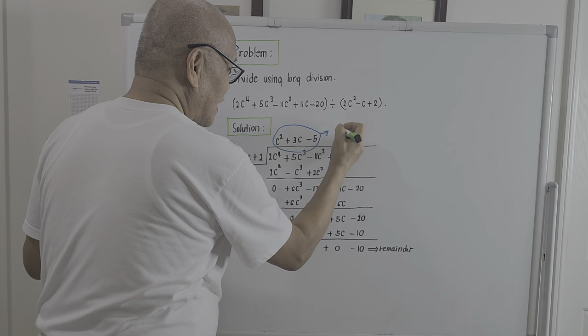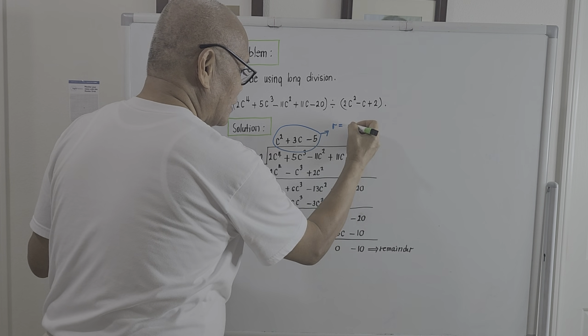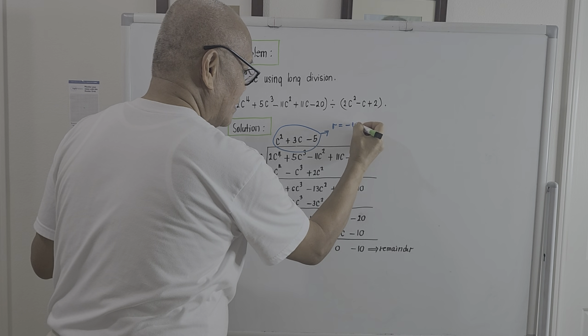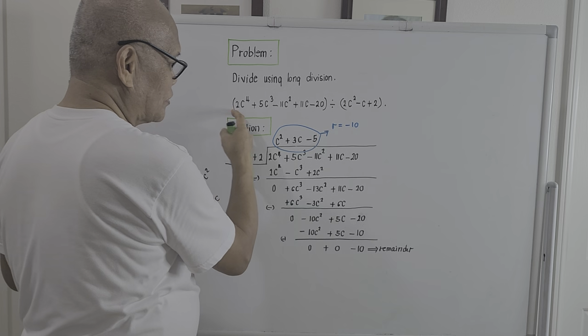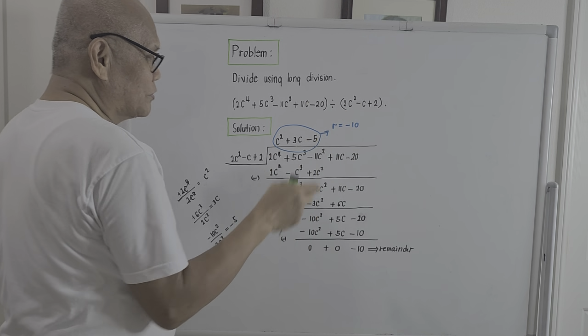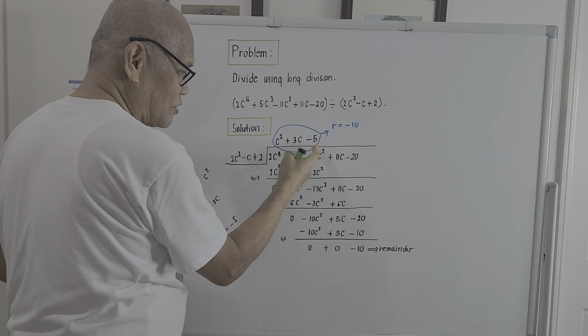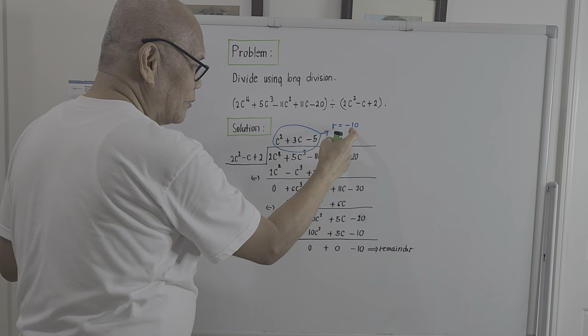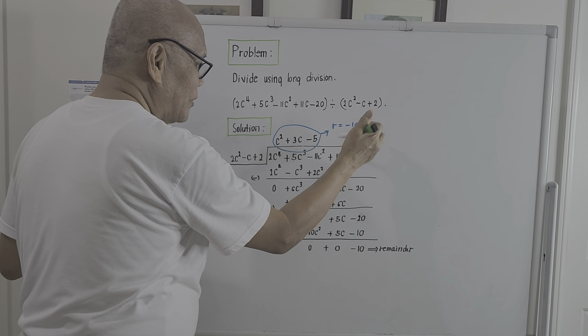Okay? But unluckily, we got a remainder here equal to negative 10. So, meaning to say, if we try to divide this first expression by the second expression, the partial quotient will be c squared plus 3c minus 5, and the remainder will be minus 10. Okay? The remainder is minus 10.